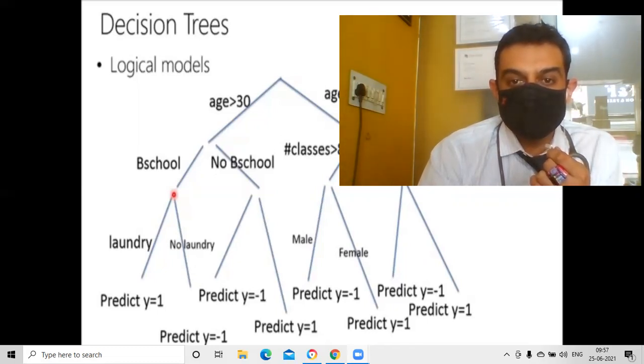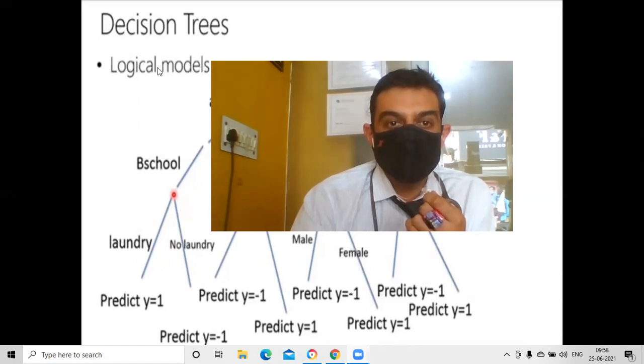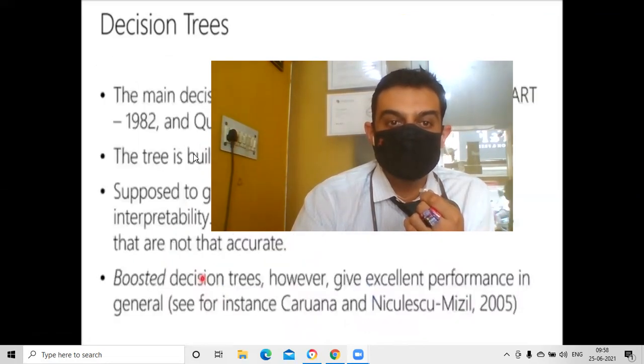So this is just a scenario. Maybe we can traverse here if he has attended more than 8 classes. She is a female. The prediction is 1. They have a good income. So these kinds of traversal paths are there until we travel to the child node. The different nodes are there in the decision tree.